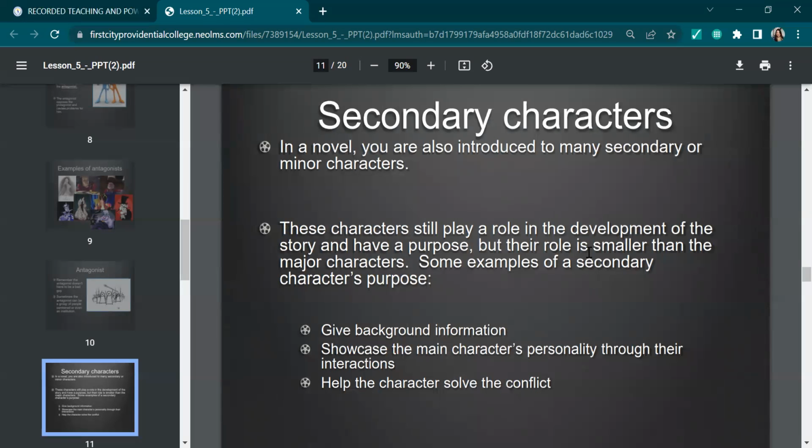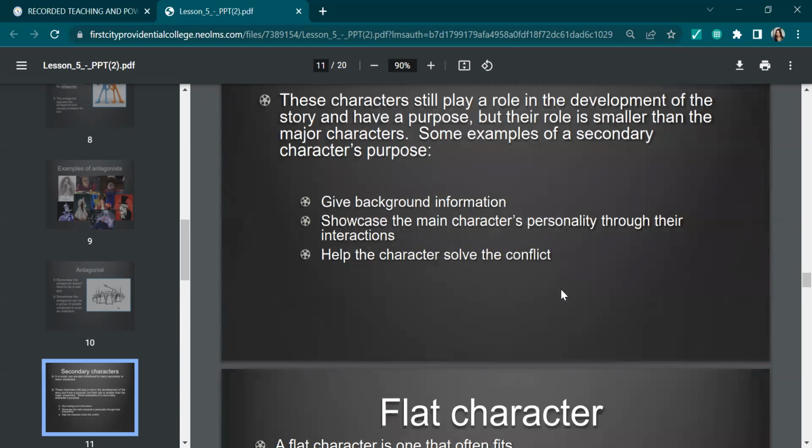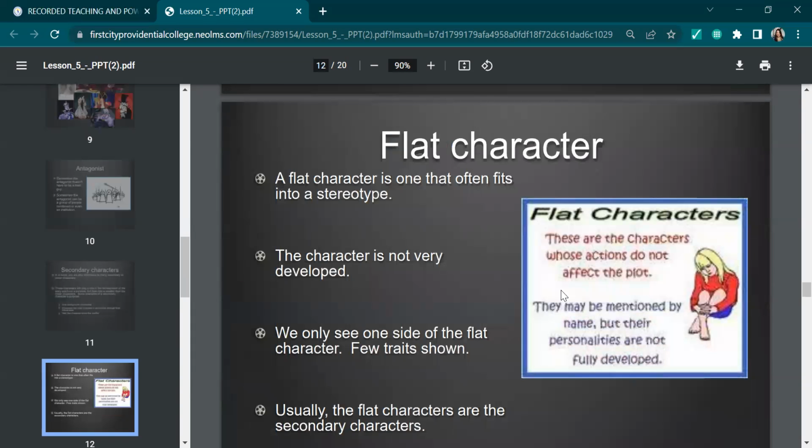Now let's proceed to the secondary characters. In a novel, you are also introduced to many secondary or minor characters. These characters still play a role in the development of the story and have a purpose, but the role is smaller than the major characters. More likely, secondary characters are the ones who help our main character showcase the main character's personality through their interactions, and also give background information about our primary characters.